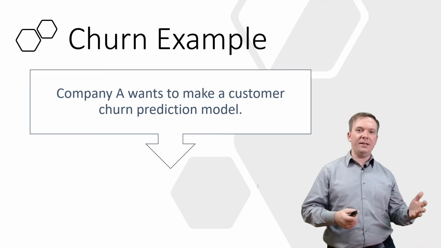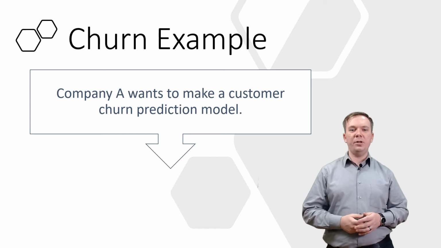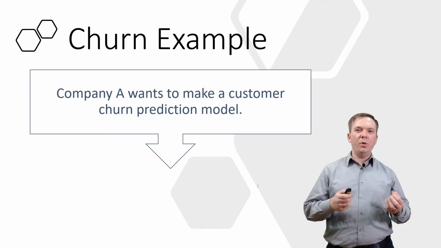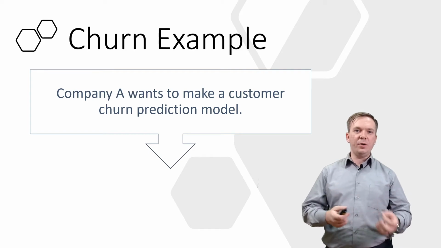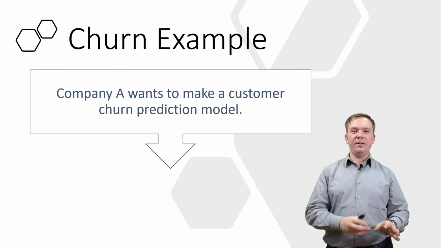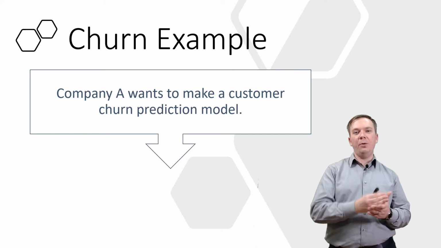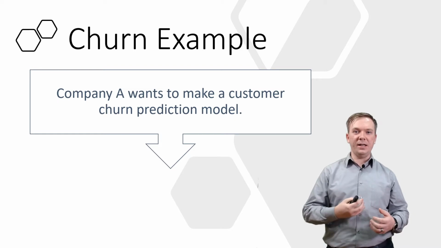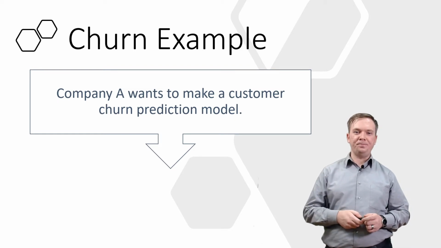So company A, in this case, wants to make a customer churn prediction model. And what this means is they want to figure out when a customer is going to leave the company. They already have the customer, it's already their customer, but they want to figure out, which of our customers is about to quit our service or product and move to a competitor.